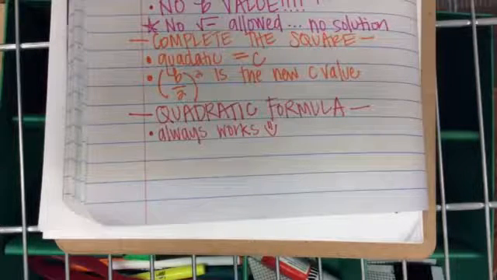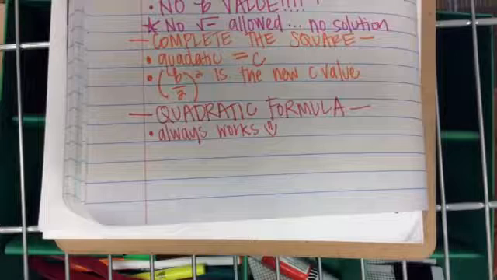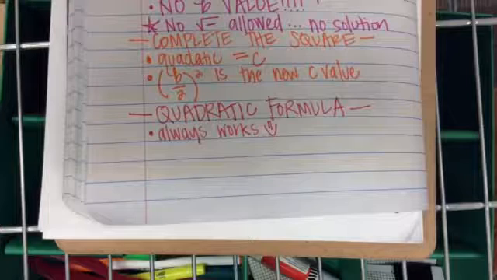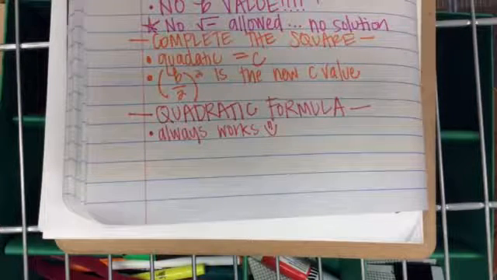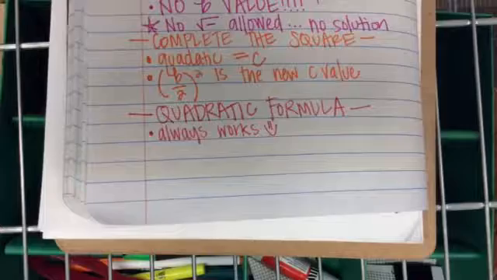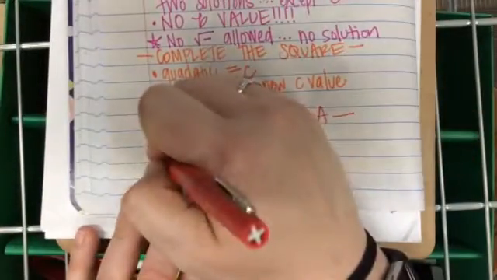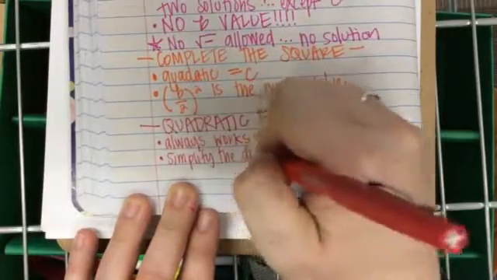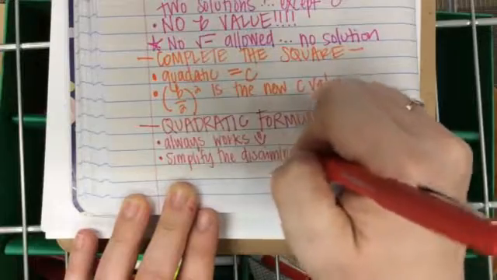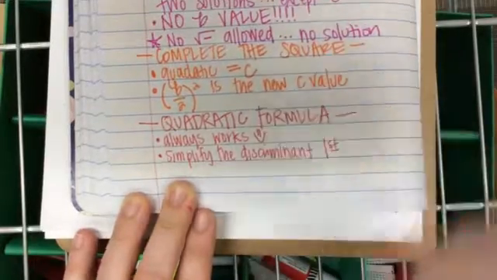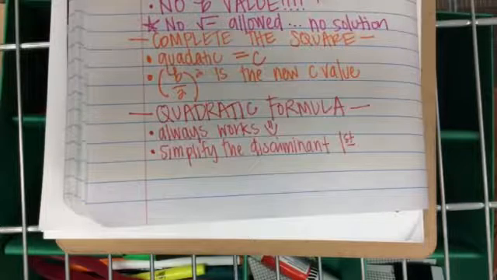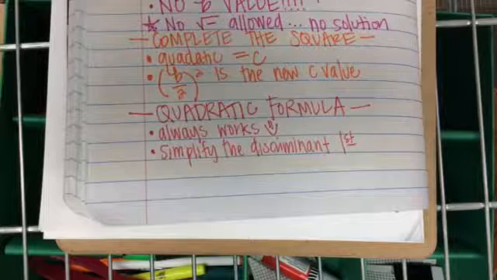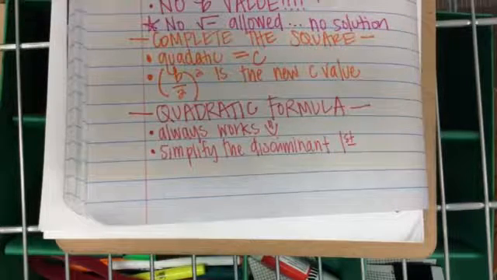It always works. What's the downfall of the quadratic formula? It's long. There are plenty of times that you could make a mistake, correct? There's a whole lot of substituting. I would say simplify the discriminant first. Because if you simplify the discriminant and you get a negative value, what's your answer? No solution.